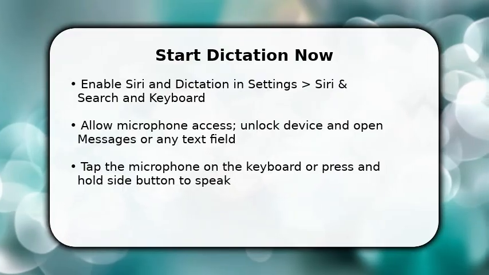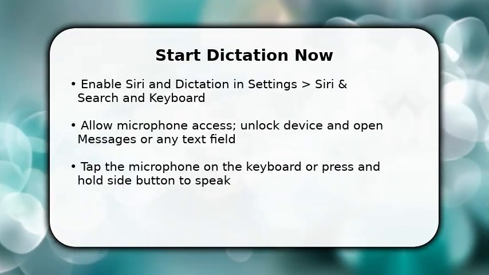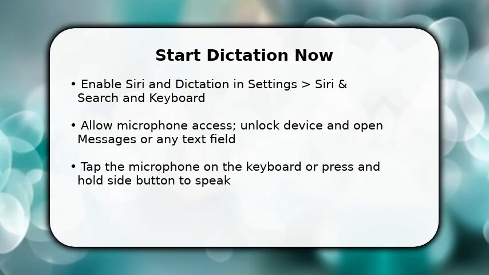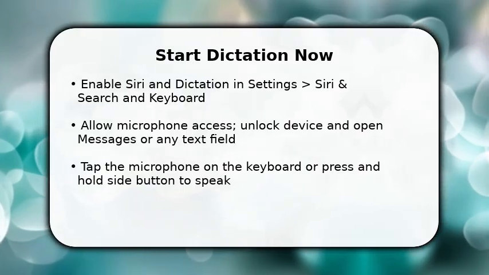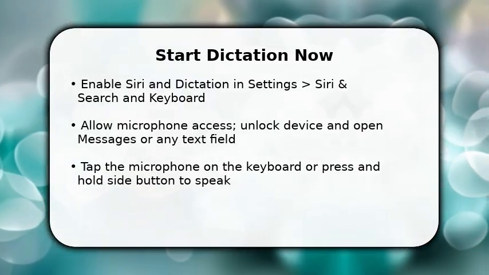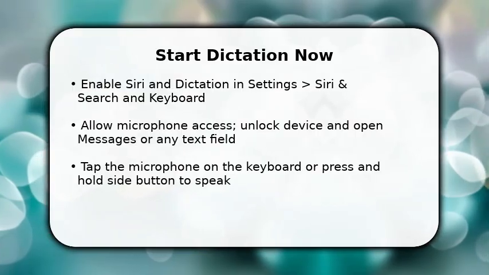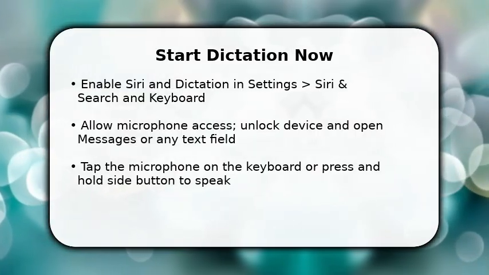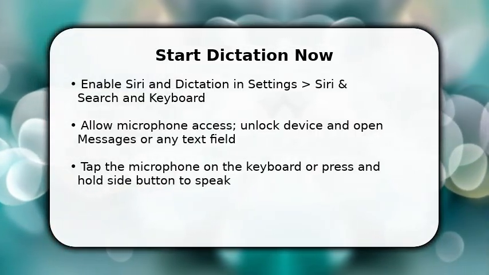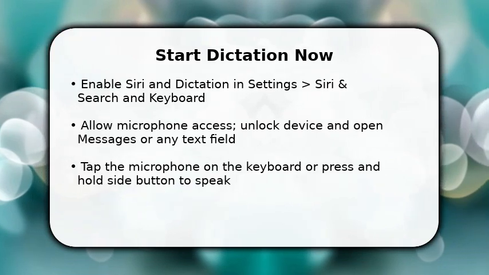Speak naturally and clearly. Use short phrases for each sentence so iPhone can parse punctuation words like comma or period. Once you pause, the system transcribes. Make sure background noise is low and you speak toward the mic. If nothing appears, check that dictation is turned on in settings.